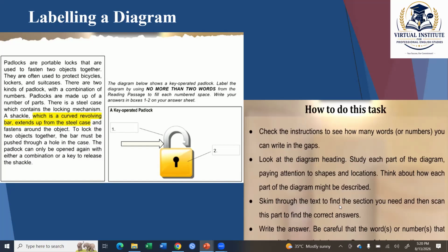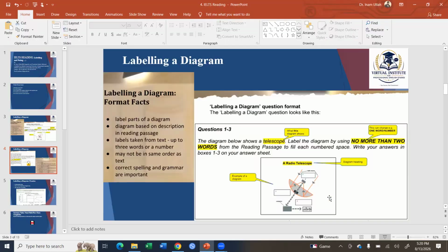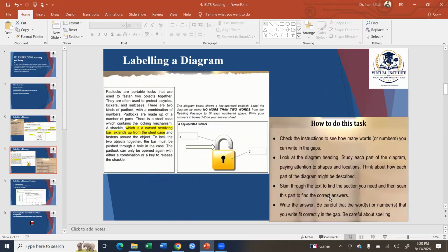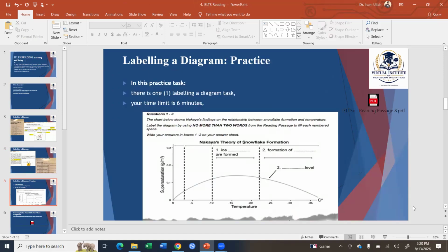Now, skim through the text to find the sections you need, and then scan this part to find the correct answers. So we need to skim and scan the whole passage to find the correct answers, right? Further, write the answers, but be careful that the word or words or numbers that you write must fit in the gaps, right? And they should be spelled correctly. So these things are very important.